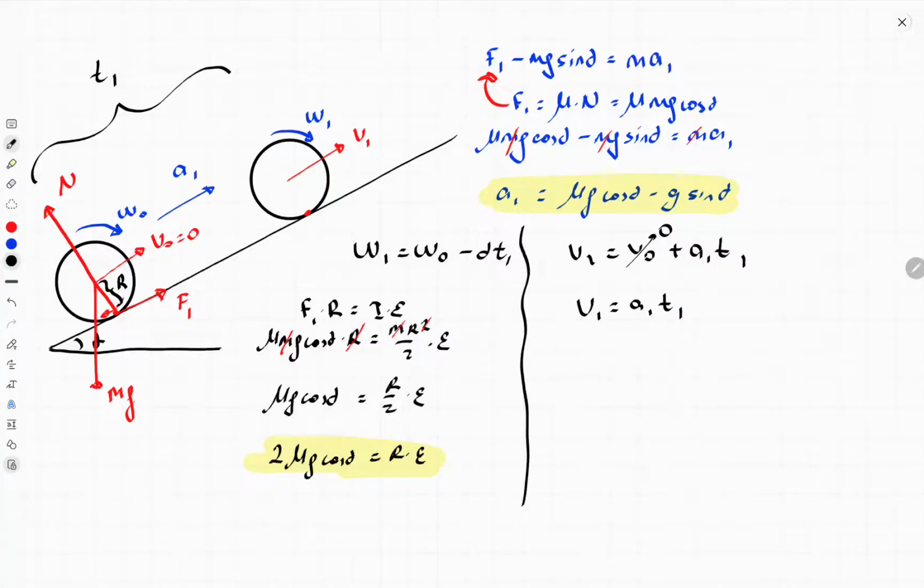And be careful, we can say that at this stage, we know that slipping ends, velocity of this point of the cylinder becomes 0. It means v1 equal to omega 1 times r, because we don't have any slipping process. So v1 also equal to omega 1 r. So we can say omega 1 r equal to a1 t1.